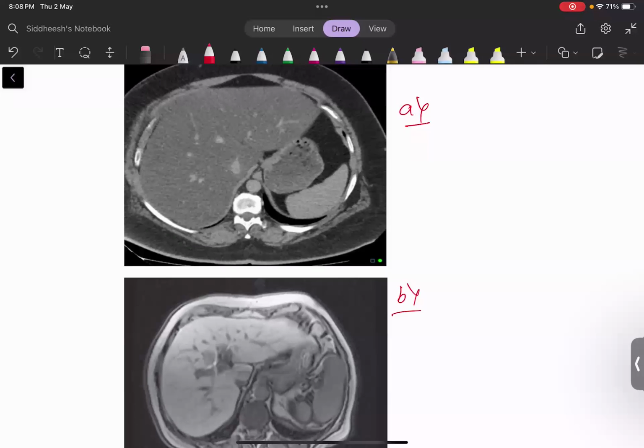Which part? Anyone? B is what? A or B? A is what? CT or MRI? A is what? B is MRI. So why is A a CT scan? Anyone? So why is A CT? Yes, perfectly fine. So I think you all are from the CCBGH category.